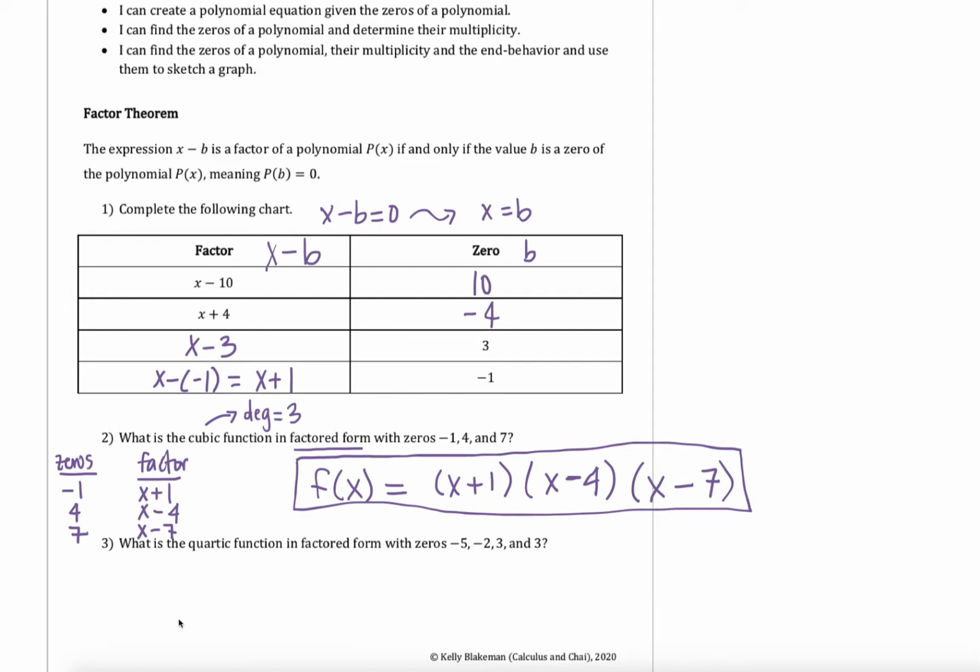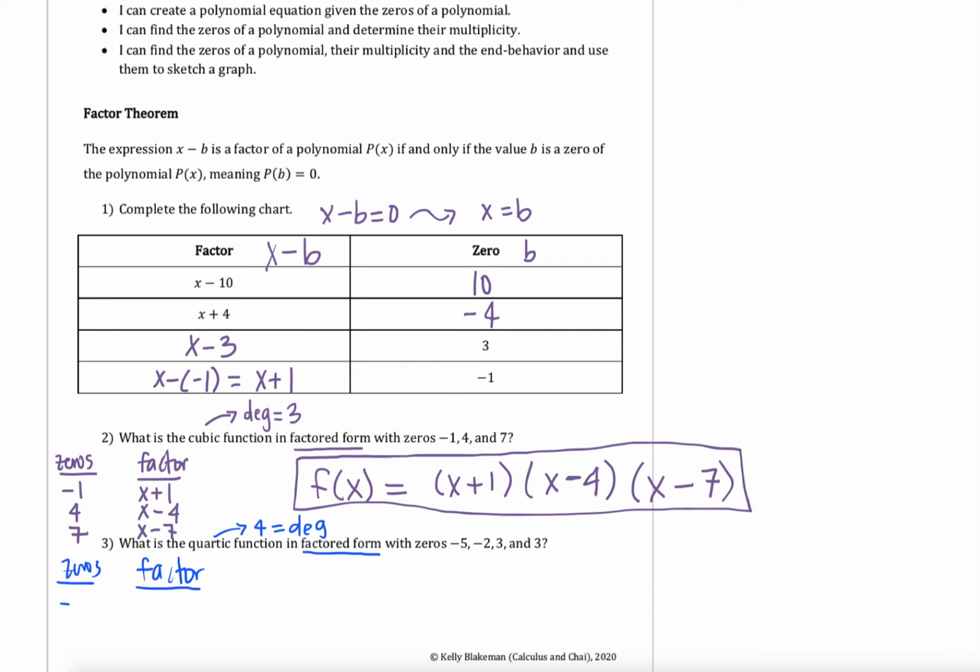Let's look at example 3. So in example 3, it says, what is the quartic function in factored form again, with zeros -5, -2, 3, and 3? Well, what does it mean to be a quartic function? Well, to be a quartic function means that my degree is equal to 4, which lines up with why I have 4 zeros then. So why don't you guys list out all the zeros and then come up with their corresponding factors.